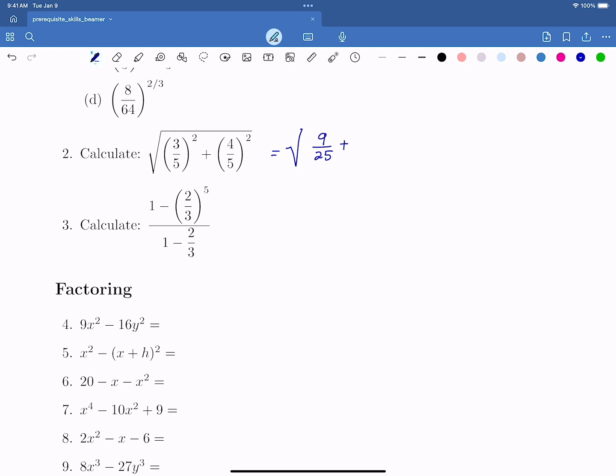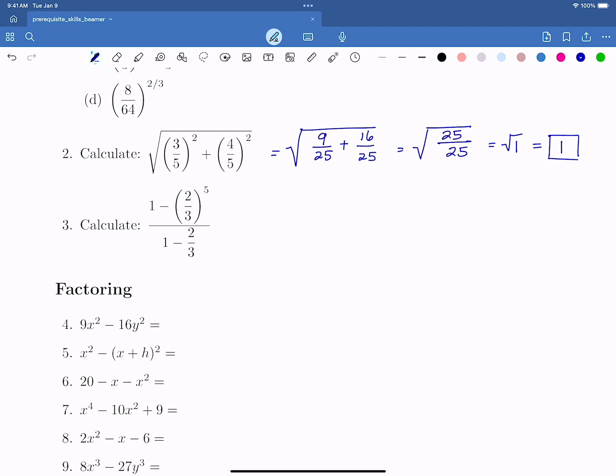And then (4/5) squared, that's going to give me 16/25. Now I have two fractions with the same denominator, so I can combine this. The 9 plus 16 gives me 25. 25/25 is 1, so this is equivalent to the square root of 1, which is just 1.